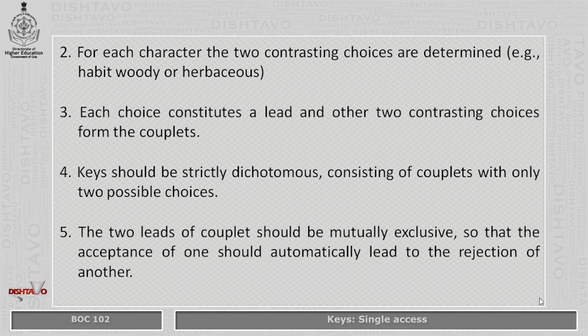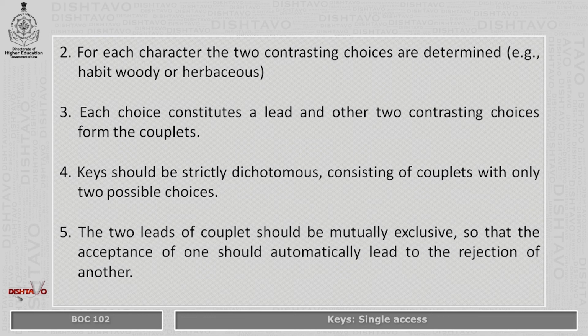For each character, the two contrasting choices are determined. For example, the first statement says habit woody, then the subsequent lead of the couplet will be written as habit herbaceous. Each choice constitutes a lead and the other two contrasting choices forms the couplets. Keys should be strictly dichotomous, consisting of couplets with only two possible choices. There cannot be a third choice.